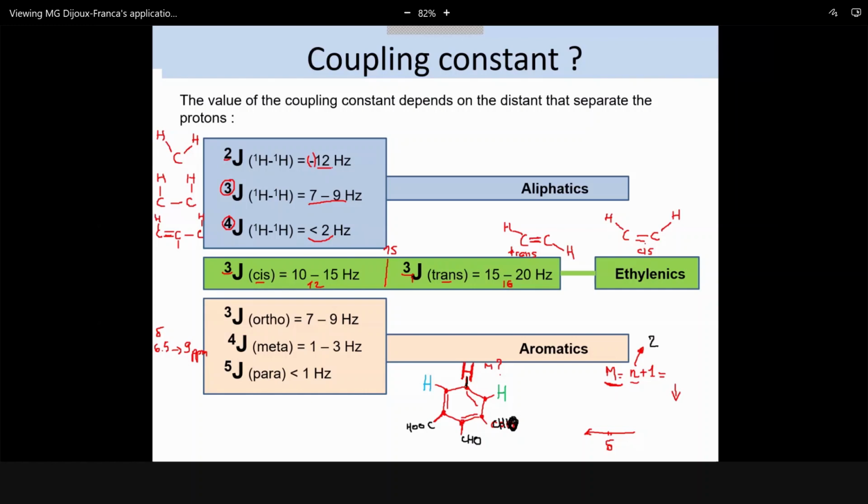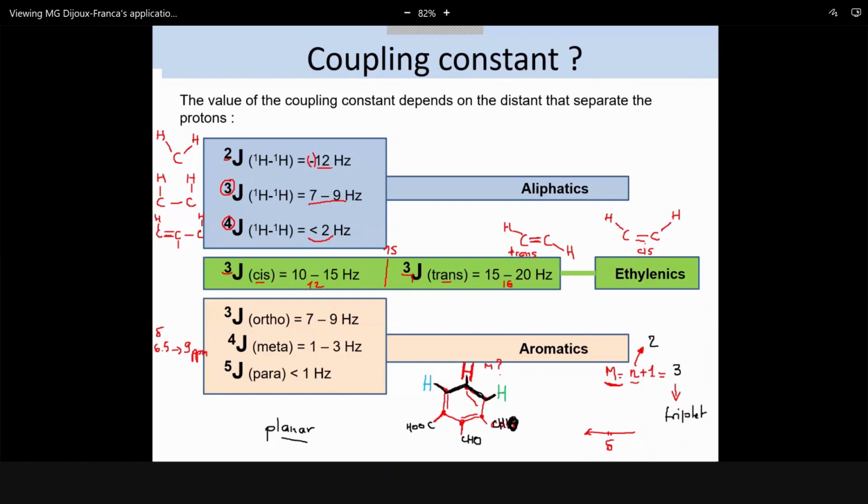the distance, because in an aromatic ring, the distances are fixed. The distance between each of them is exactly the same. Here we have a J3, and here we have a J3. We have a planar molecule. So we can say that as we have 2 protons in the neighborhood, the multiplicity will be 3. So the red proton will be a triplet.